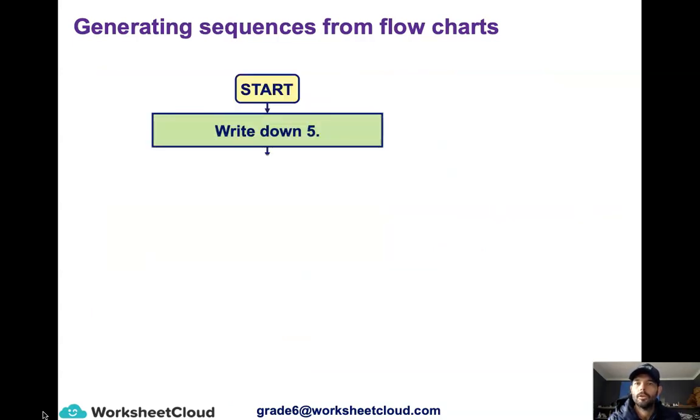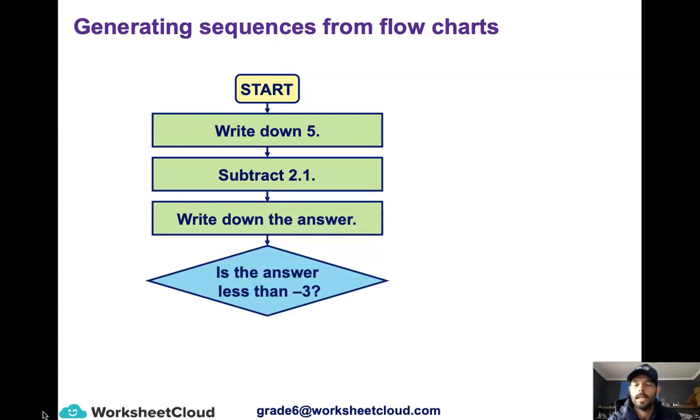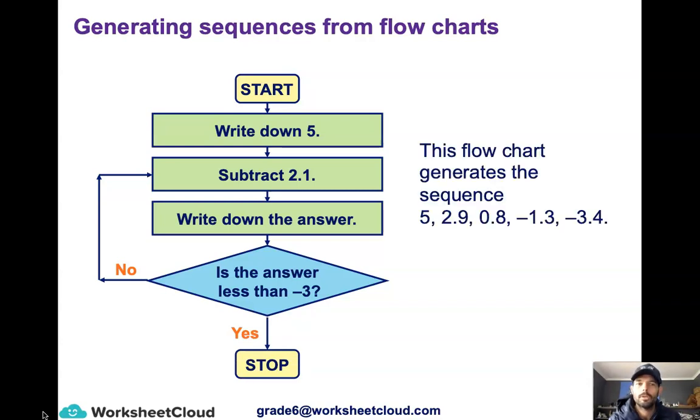Okay, so here's another flowchart. Write down the number 5, subtract 2.1, write down the answer. Is your answer less than -3? If it's not, then you subtract again. If it is less than -3, then stop. Okay, so how would this sequence look? Start at 5, subtract 2.1, get 2.9. Subtract another 2.1, get 0.8. Subtract another 2.1, get -1.3. And subtract another 2.1, get -3.4.